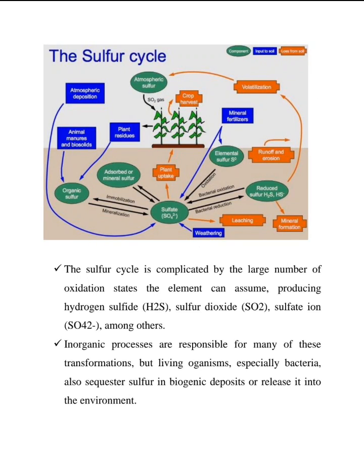This is the sulfur cycle. The sulfur cycle is complicated by the large number of oxidation states the element can assume, producing hydrogen sulfide, sulfur dioxide, and sulfate ion. Inorganic processes are responsible for many of these transformations, but living organisms, especially bacteria, also deposit sulfur in biogenic deposits or release it into the environment.